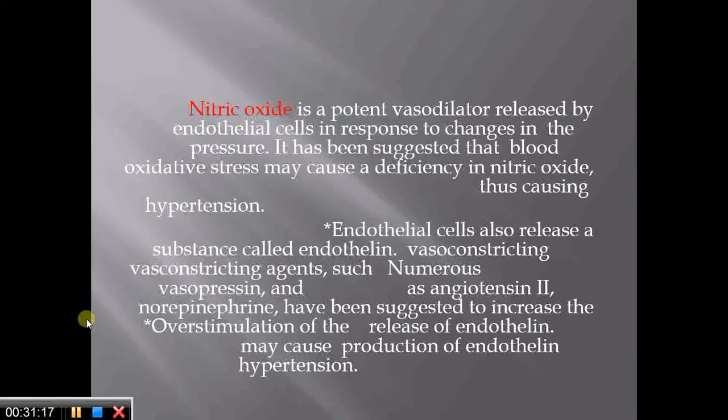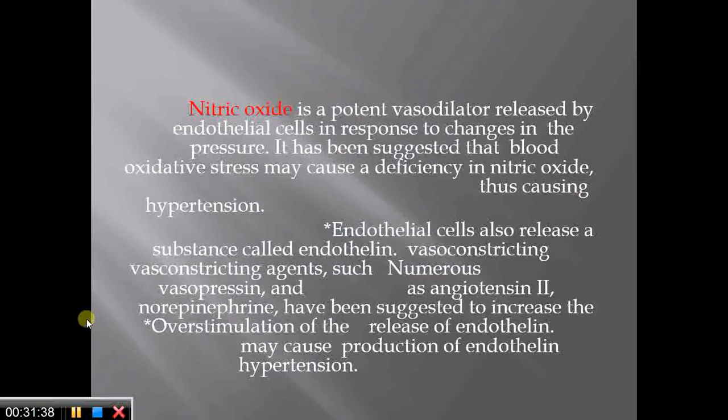Endothelial cells also release a vasoconstricting substance called endothelin. Numerous vasoconstricting agents, such as angiotensin II, vasopressin, and norepinephrine, have been suggested to increase the release of endothelin. Overstimulation of the production of endothelin may cause hypertension.